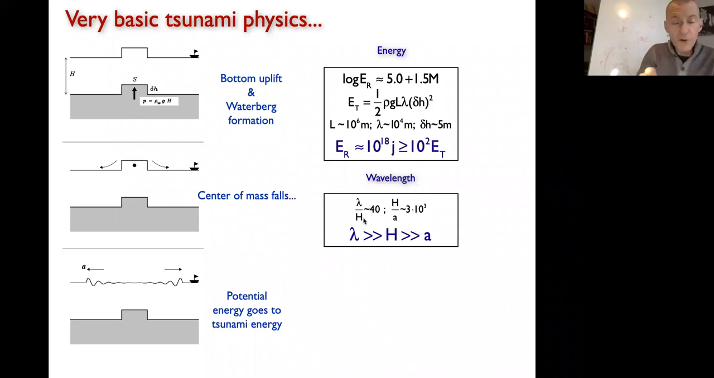Oh, sorry, before I had been saying deep water. I'm very sorry, actually it's shallow water. Discussion in a few minutes here. So the wavelength is much larger than the height of the fluid, and in fluid dynamics, this is called the shallow water condition.